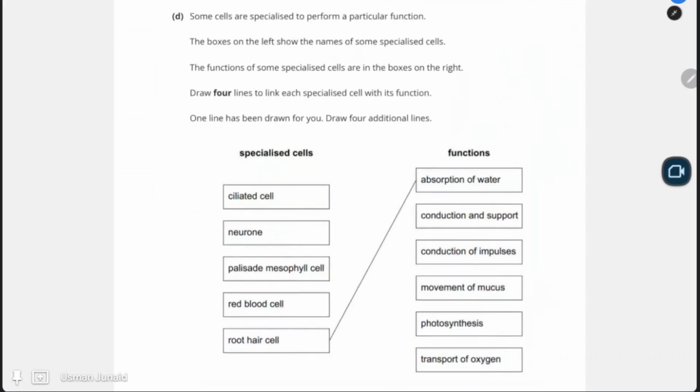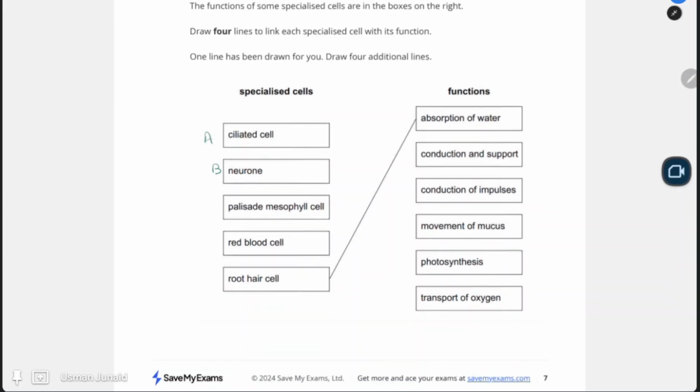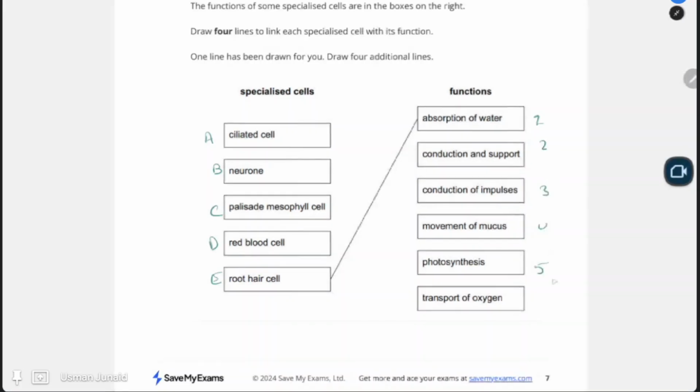Some cells are specialized to perform a particular function. The boxes on the left show names of specialized cells. The functions of some specialized cells are in the boxes on the right. Draw four lines to link each specialized cell with its function. One line has been drawn for you. Draw four additional lines. So again, A, B, C, D, E. 1, 2, 3, 4, 5, 6. So now you have to draw four lines. One of these is an empty box. It does not have a specific link to any of these cells, right?